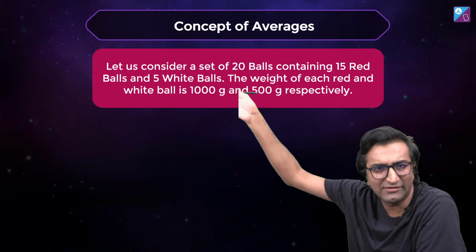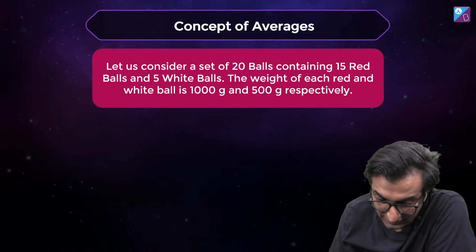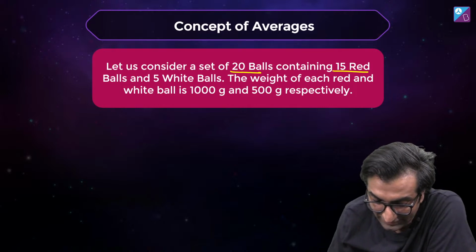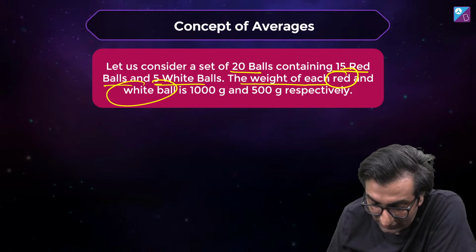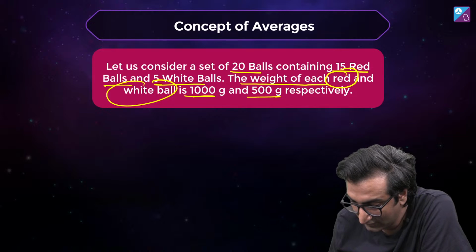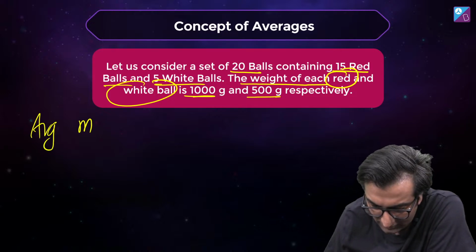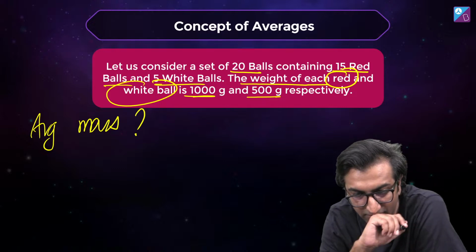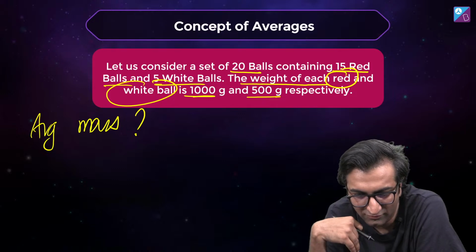So let's take this example, right? इसको देखो. बहुत simple था. Get active in the chat now. Consider a set of 20 balls containing 15 red balls and 5 white balls. The weight of each red and each white ball is 1000 gram and 500 gram. So इसका एवरेज मास कैसे निकालोगे आप लोग? एवरेज मास क्या होगा? या मास कहां से निकालें?